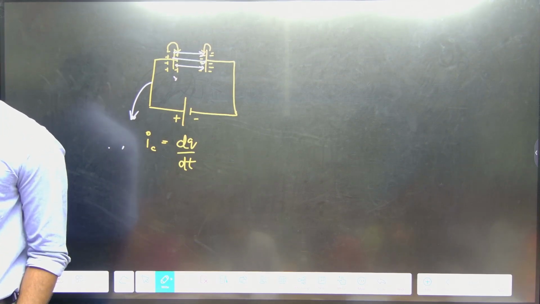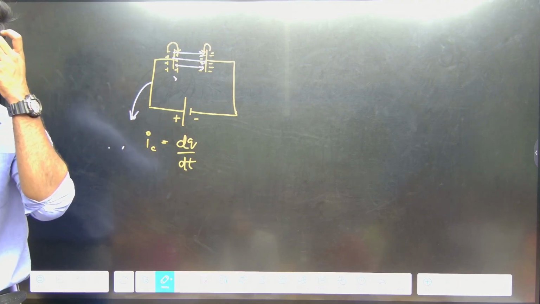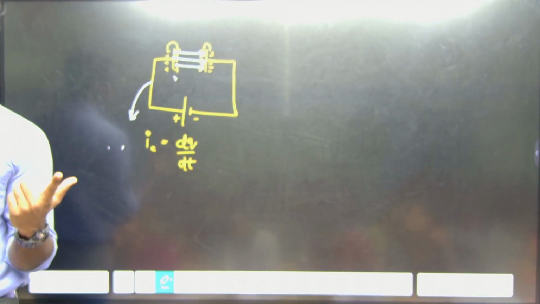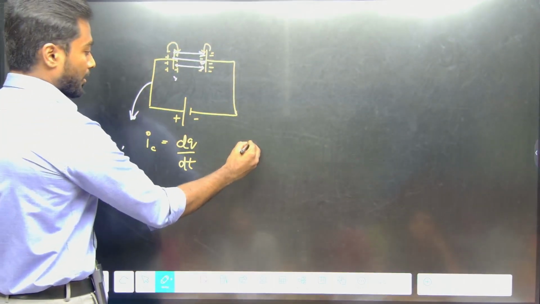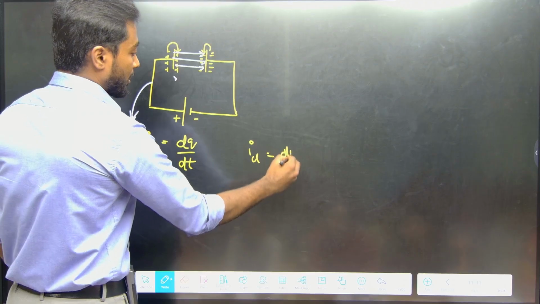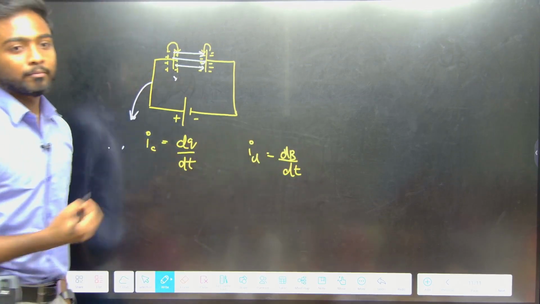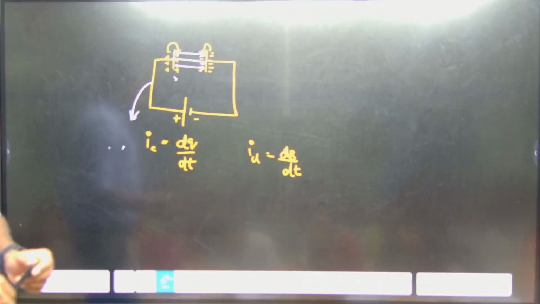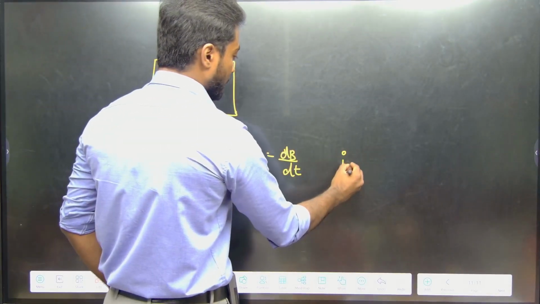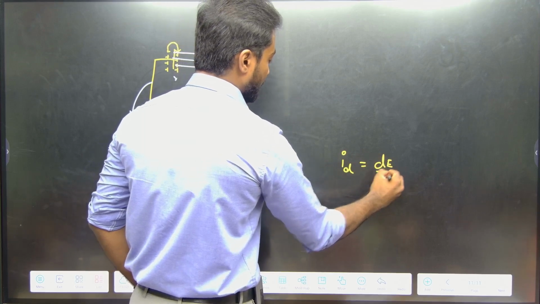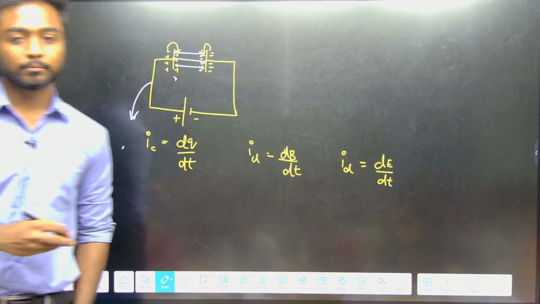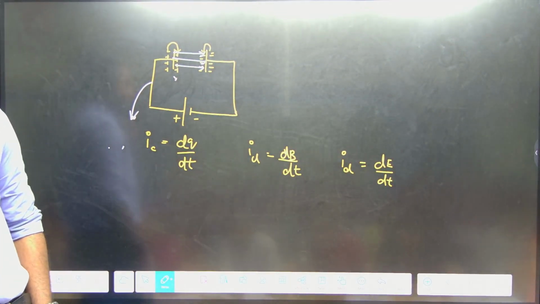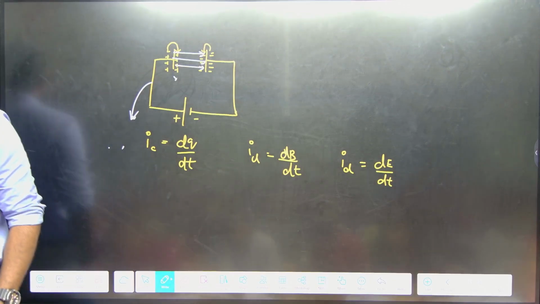In the last point of the electromagnetic waves, we are talking about the time varying of magnetic field and electric field. So obviously ID will be proportional to dB by dt, and it is dE by dt. Magnetic field and electric field we are talking about. So it is directly proportional to magnetic field with respect to time, and directly proportional to electric field with respect to time.